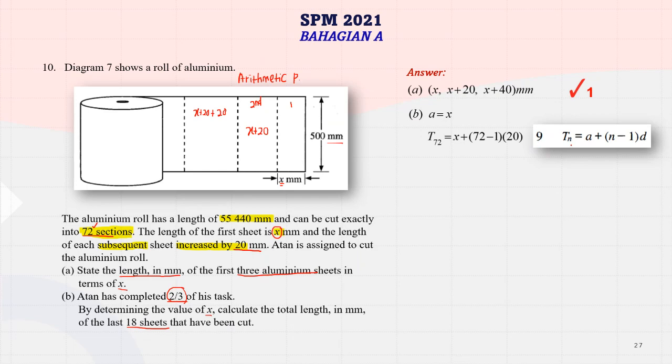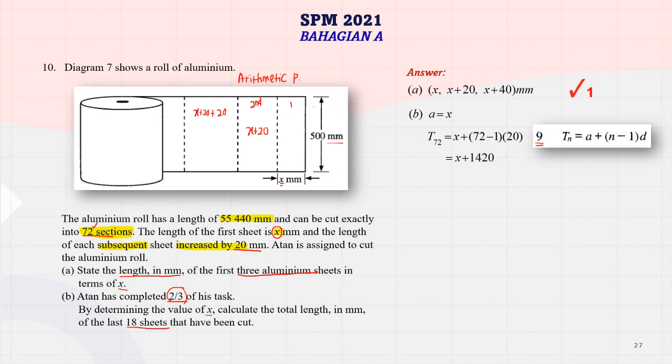So we get T72 here. This uses this formula, this is AP number 9. Tn is equals to A plus N minus 1 D. And it is 72 minus 1. So you will get, in terms of X, T72 is X tambah 1420. Okay, we have just got one piece of information.